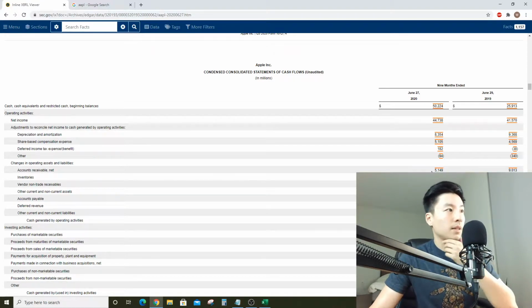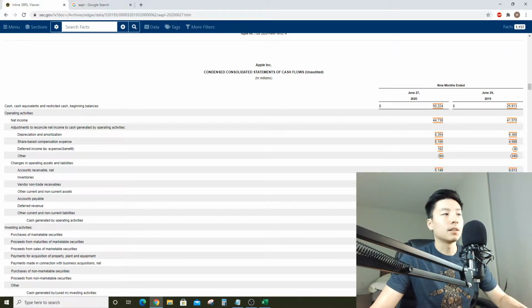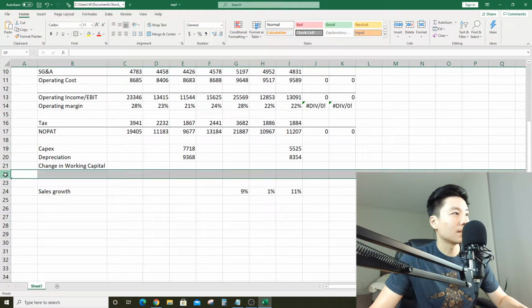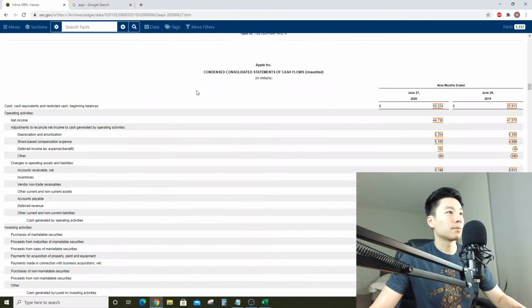And this shows up on the cash flow statement under changes in operating assets and liabilities. Operating assets and liabilities is basically working capital. So here they have broken it out for us. We actually just need the sum. Unfortunately, we have to type all this in just to get to the sum, which is kind of annoying. But it is what it is.